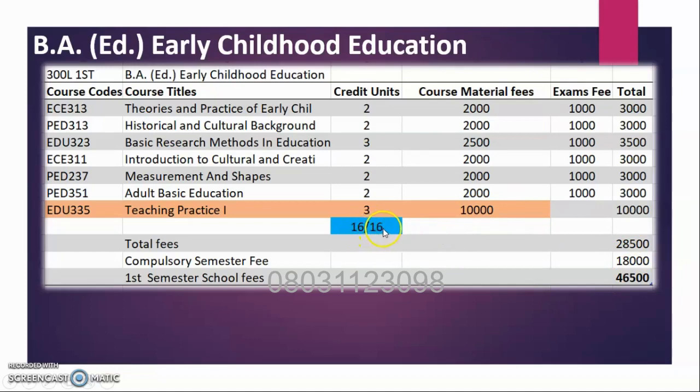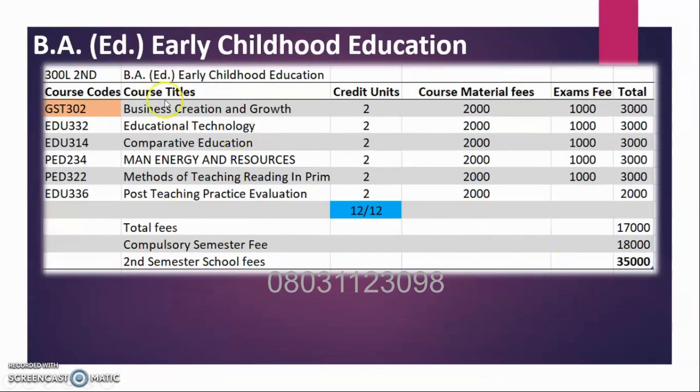You can see there are unused credit units here. This one is just 16 units. So if you had any carryover from previous semesters, you can bring them here. Your 16 means you have 8 unused units here to make it 24, which means about 4 courses. You can add up to 4 courses if they are 2 credit units.